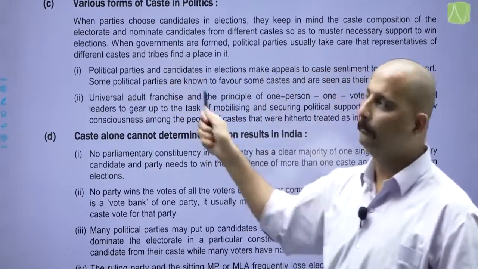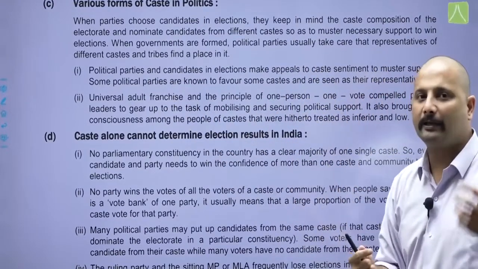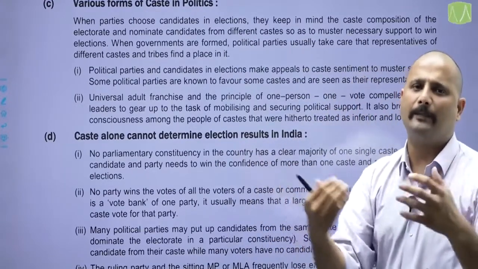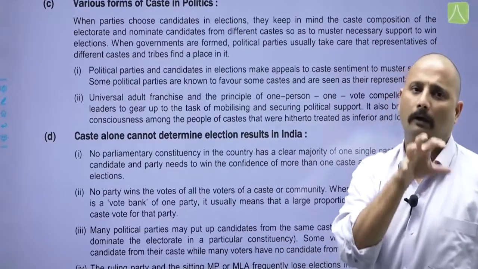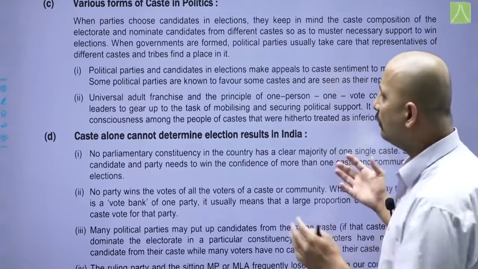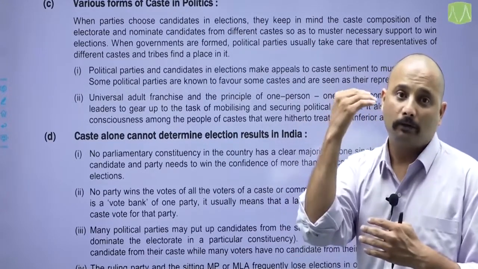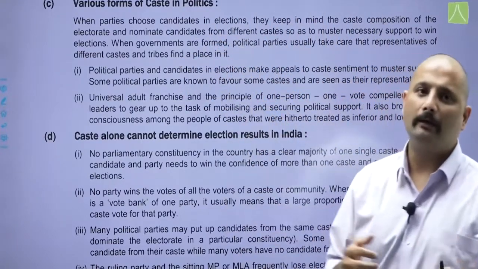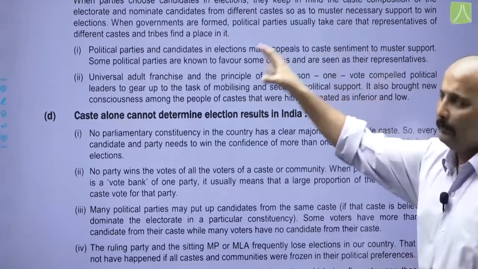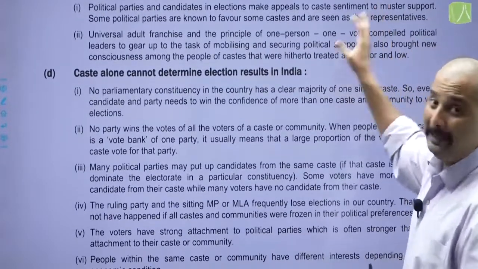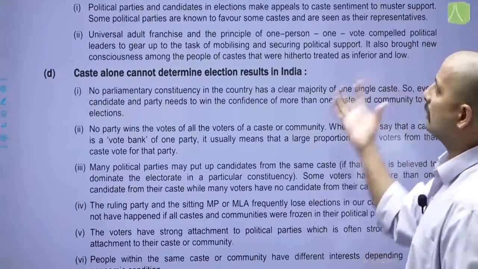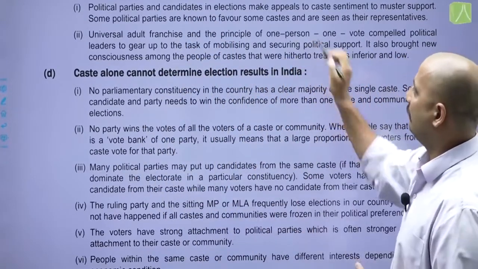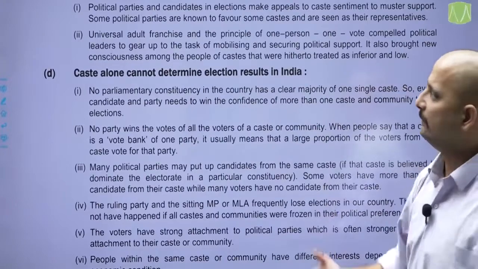Even when governments are formed, political parties usually take care that members from different castes get a seat in the cabinet or a ministry, so that people of all castes have a say, and that representatives of different castes and tribes find a place in it. Political parties and candidates in elections also make appeals to the caste sentiments of the people to muster support. Some political parties are known for favoring some caste and are seen as their representatives.